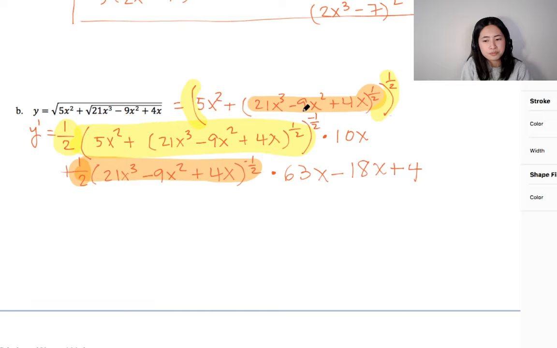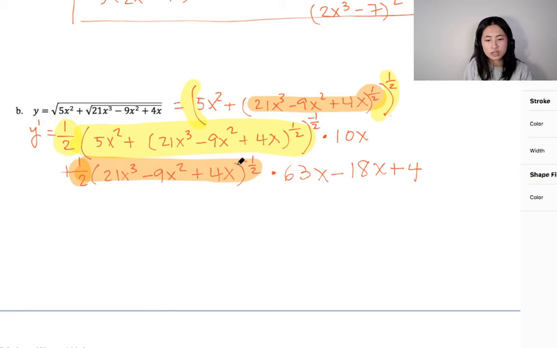Subsequently, you're multiplying by the derivative of your inner function, that would be 10x. And then you have plus the derivative of your inner function, which is this, but we need to apply chain rule first because that's what's outside your inner function, which is 1/2. And remember, this is the same thing as what we did for the yellow one. So we're bringing down 1/2, and then we're having 21x cubed minus 9x squared plus 4x, and making sure you subtract again your exponent with 1. That's why it's negative 1/2 over here.